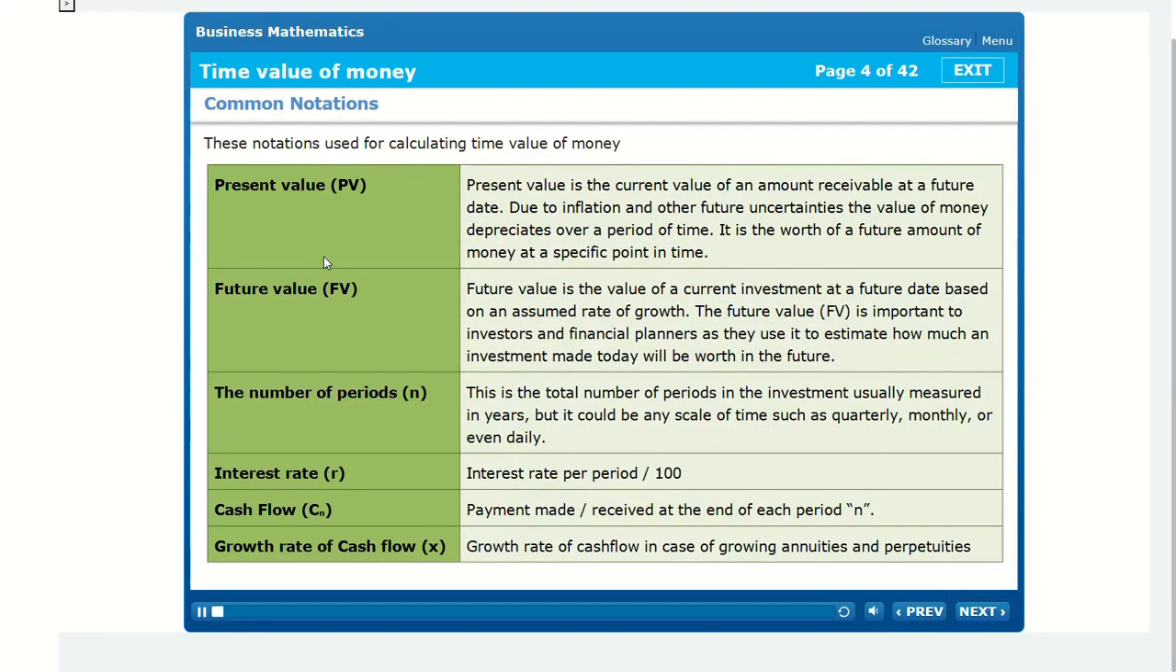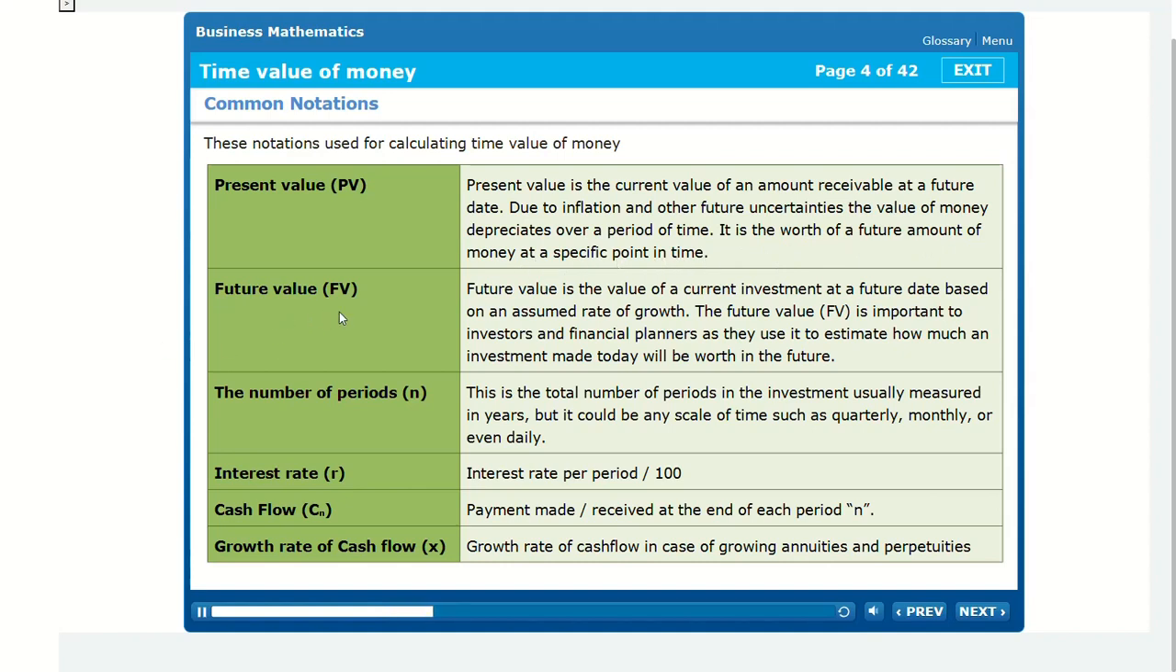Common notations. These notations are used for calculating time value of money. Present value. Present value is the current value of an amount receivable at a future date. Due to inflation and other future uncertainties, the value of money depreciates over a period of time. It is the worth of a future amount of money at a specific point in time.